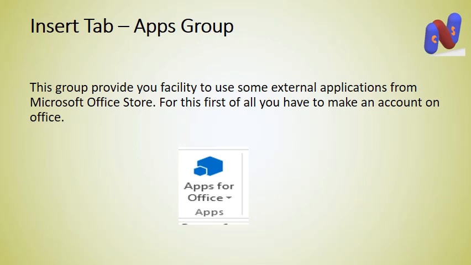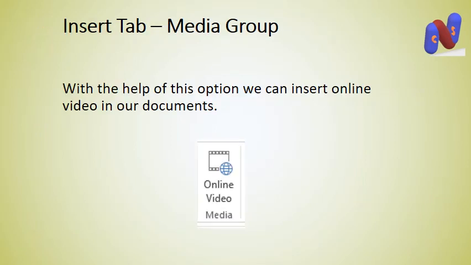Insert tab apps group. This group provides you facility to use some external applications from the Microsoft Office Store. For this, first of all, we have to make an account on MS Office. Insert tab media group. With the help of this option, we can insert online videos in our document or a video which has been saved previously in our local system.